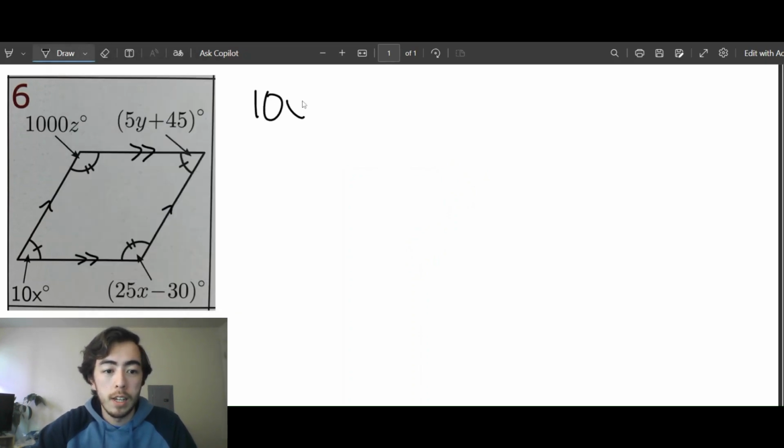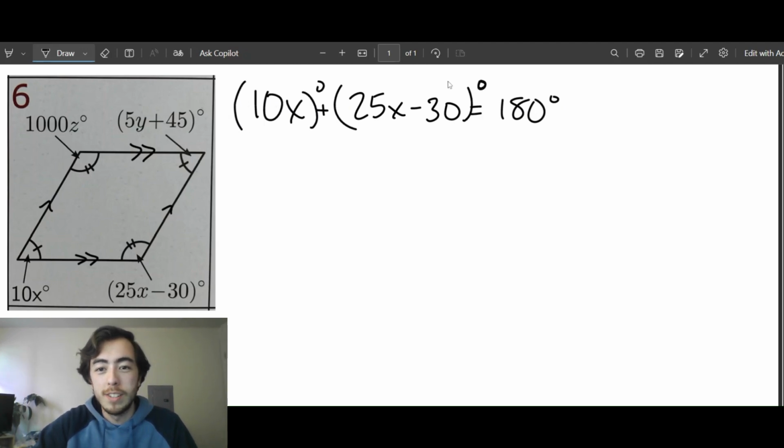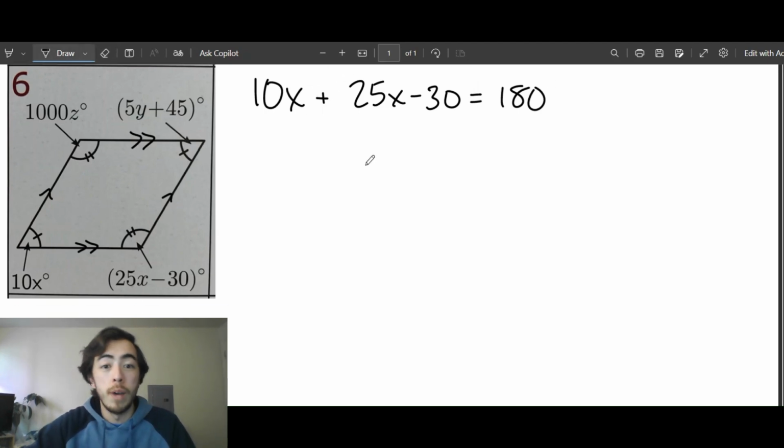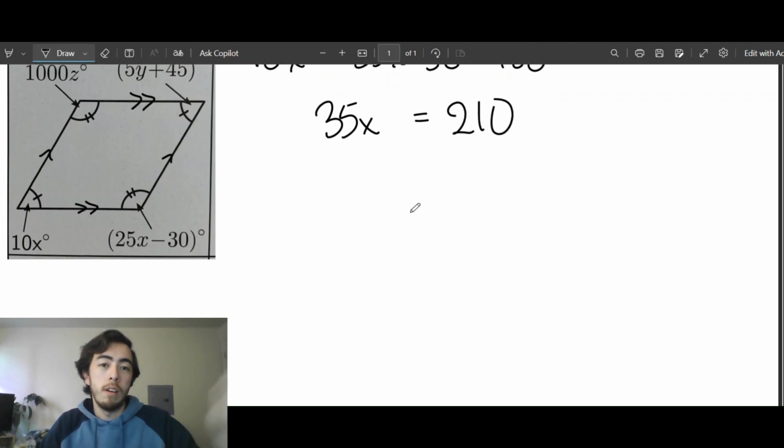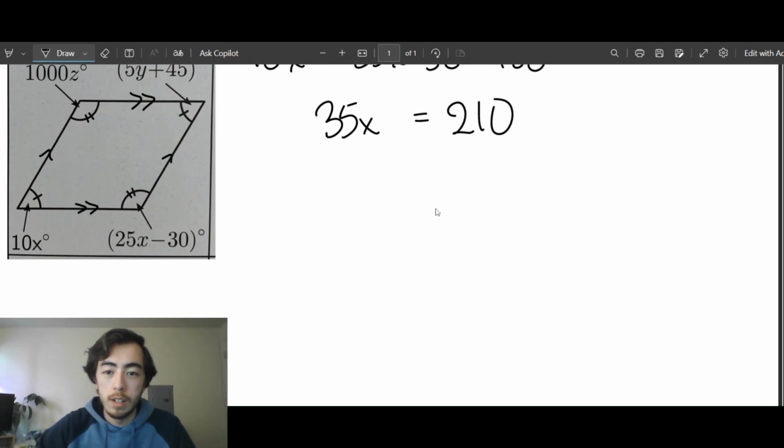I know that 10x plus 25x minus 30 are going to equal 180 degrees together. I should put little degree marks around everything because these are angle measurements, but it feels tedious. I'll combine my like terms. I have a 35x, and I'll also add this 30 at the same time. That's going to give me a 210 on the right side. Now I just need to figure out how many 35s fit into 210. We could just count up by our 35s. It's not that bad. 35, 70.